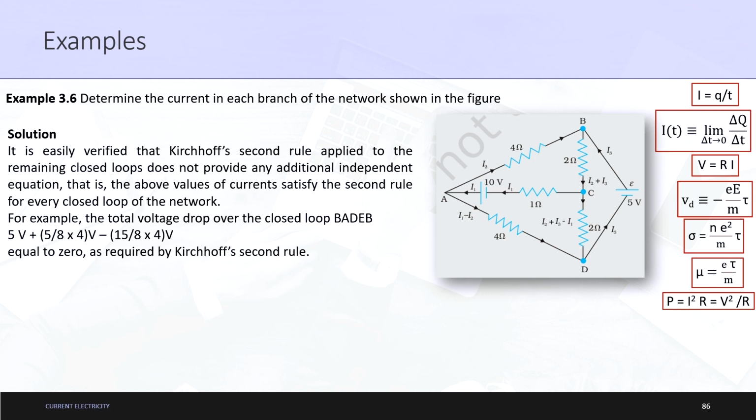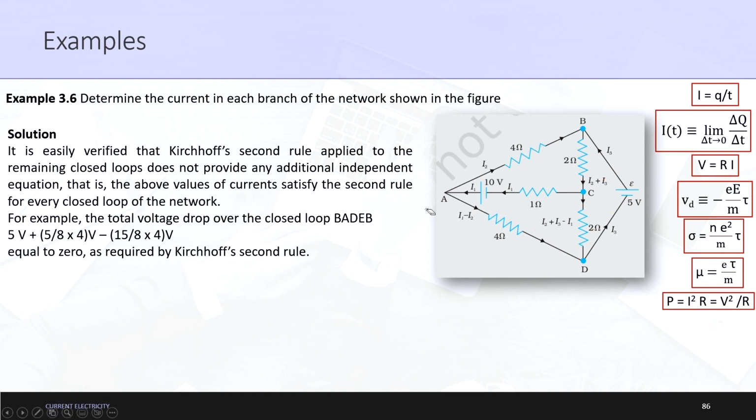So, it is easily verified that Kirchhoff's second rule applied to the remaining closed loop does not provide any additional independent equation. What does this line mean? Let us suppose I take this loop, that is B A D C B. Even if you try to make the equation here, then the complete loop in the left hand direction will always give you the value of 0 only. So, there is no use of that additional loop, hence we do not take it into consideration. Similarly, if I take this loop also, you may find that the value in the LHS will only give you 0.